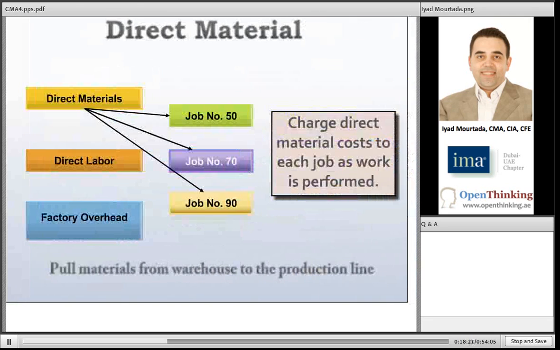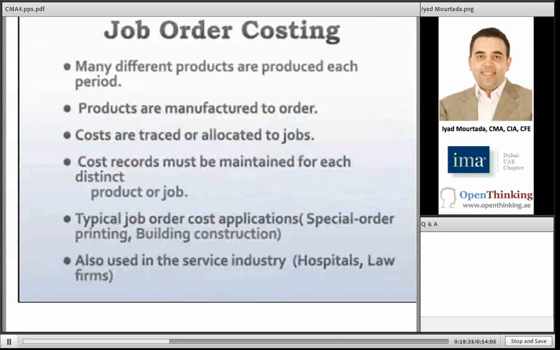So how will that happen for direct material? Well, we take the direct material and we allocate how much direct material we are using for each one of these jobs. That way we charge direct material cost to each job directly, for us to be able to understand how much direct material cost we are going to have. Perfect.